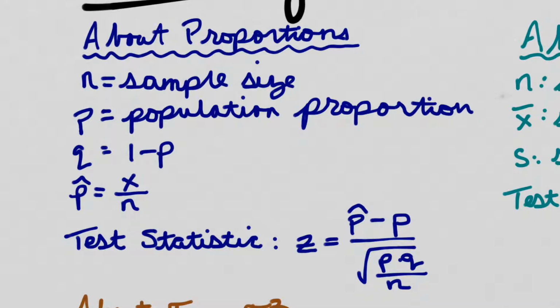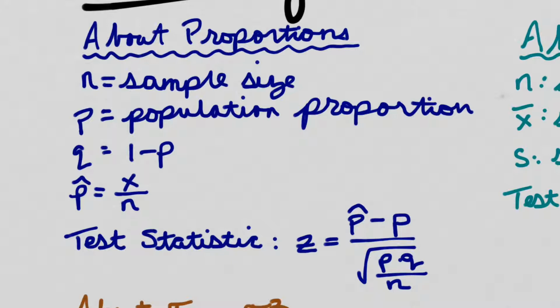These symbols should look familiar. P is our population proportion. Our Q is 1 minus that proportion. We have our P hat, which is our sample proportion. To analyze our proportion, we're going to use our z-score statistic, and this is how you find your z-score.